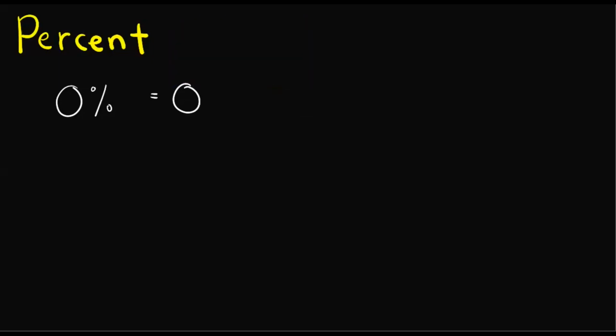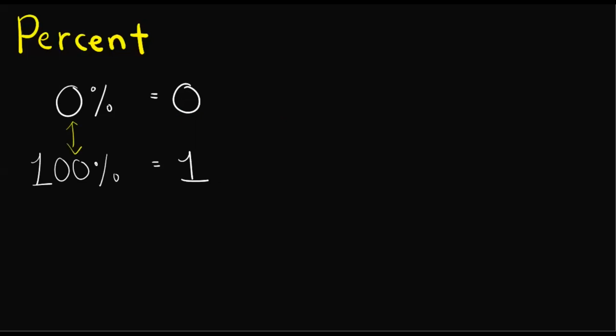On the other hand, if we have 100%, this means 1, since this is basically 100 over 100, or if we simplify, it's 1. So these are the most trivial examples for percent. And with this in mind, this gives us an idea of what the value of the percentage in between them.